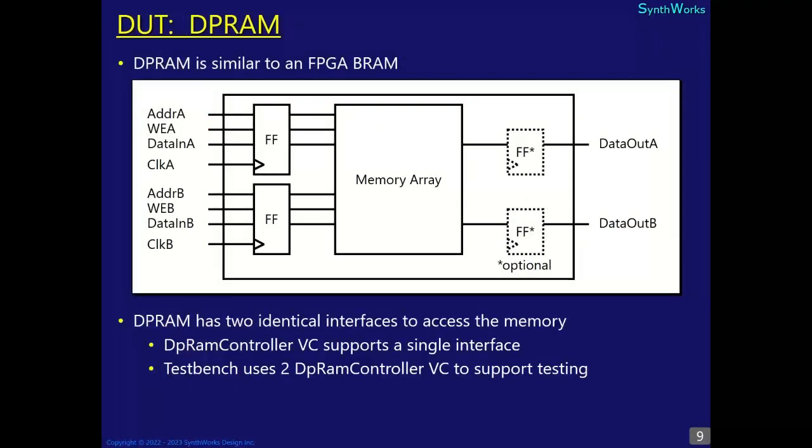All right, so in this presentation, I'm going to look at this DPRAM. It's basically like the block RAMs in your FPGAs. And it's got two address bus type interfaces. So we're going to have a DPRAM verification component that supports a single interface. And then our test bench will instance two of them.